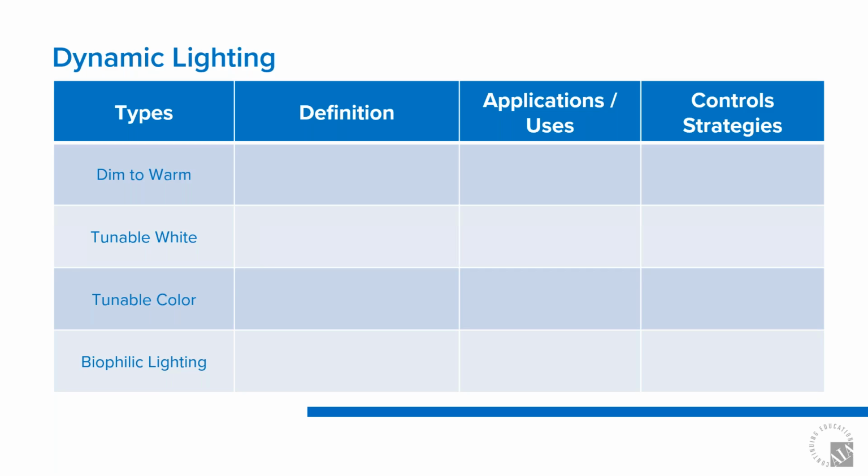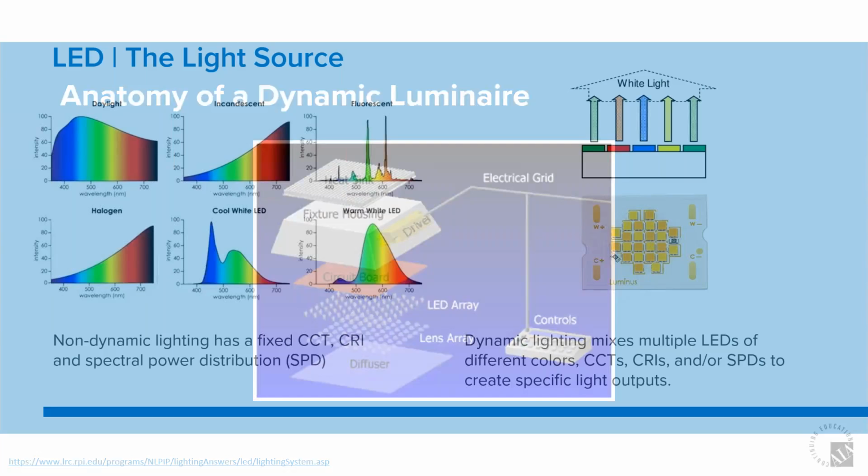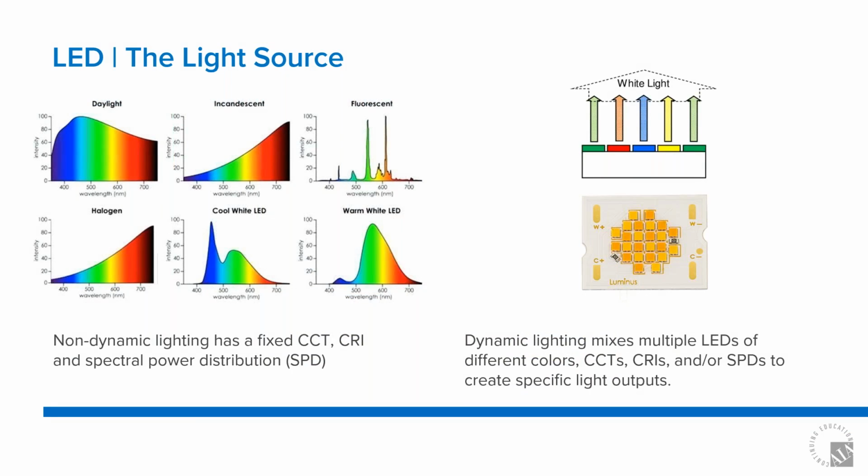But first, I want to talk about the components that are unique to a dynamic lighting luminaire, the anatomy of a dynamic luminaire. As you know, with an LED luminaire, you have your heat sinking, your fixture housing, your PCB circuit boards, your LED lighting array, your lens or optics and diffuser, and then you have some sort of controls. When we start looking at each of the 4 types of dynamic lighting, we'll take it back to the different pieces that are entailed in the anatomy of a luminaire. First, we're going to start with the LED light source.